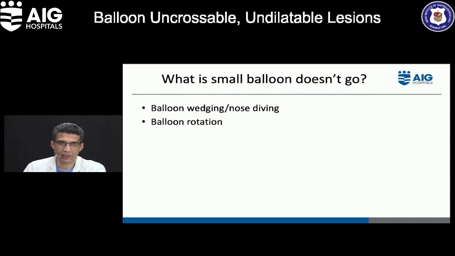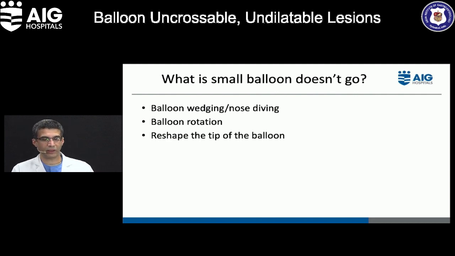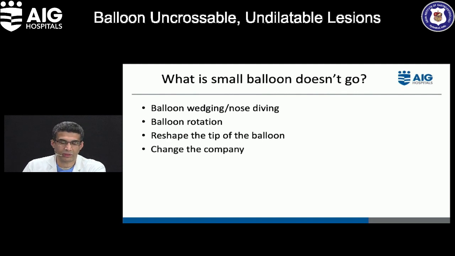We might use slight balloon rotation. Remember that this has to be done very carefully, otherwise you can land up with some kind of balloon entrapment and issues related to that. We can sometimes reshape the tip of the balloon. So we take out the balloon and then the most distal tip, we just make a bend on that and again put it on the wire and try to go in, just to change the direction. Something like what we do in the wire bias, the change in the tip of the balloon can probably help in pushing the balloon. You can change the company, as I mentioned.